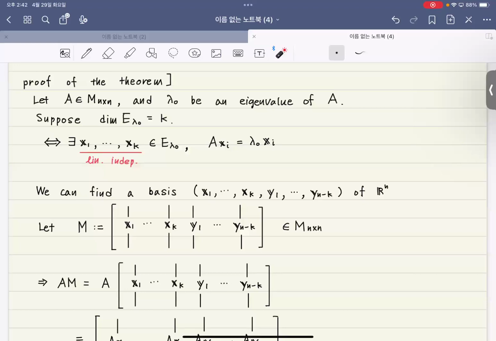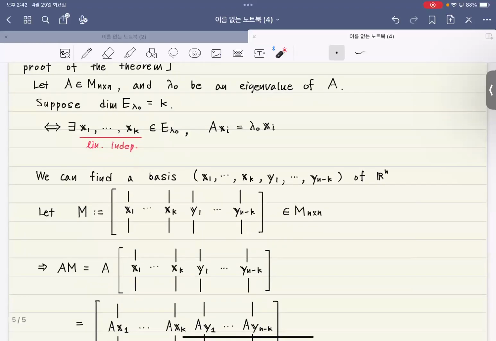Then I will build a matrix M whose columns are these vectors, like this. Since we are assuming they form a basis, the columns are linearly independent, therefore M is a non-singular matrix. In other words, M has an inverse. This is also an n by n matrix.